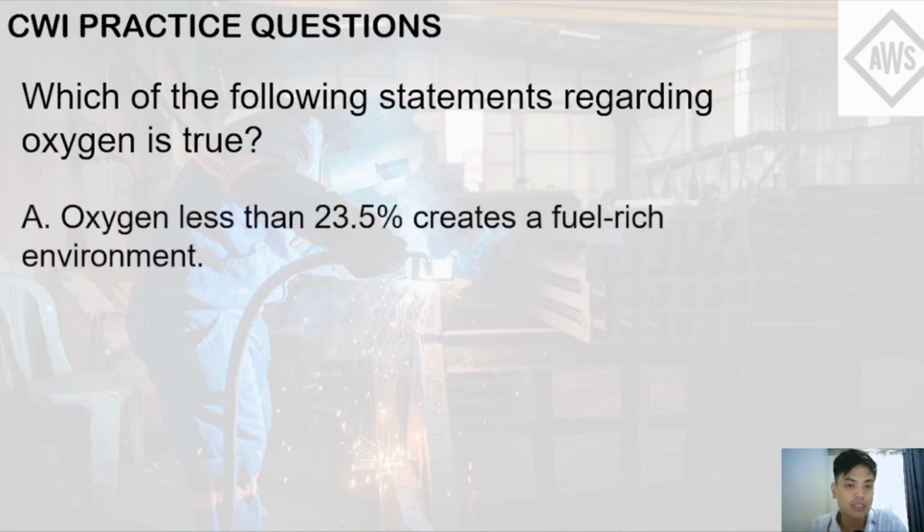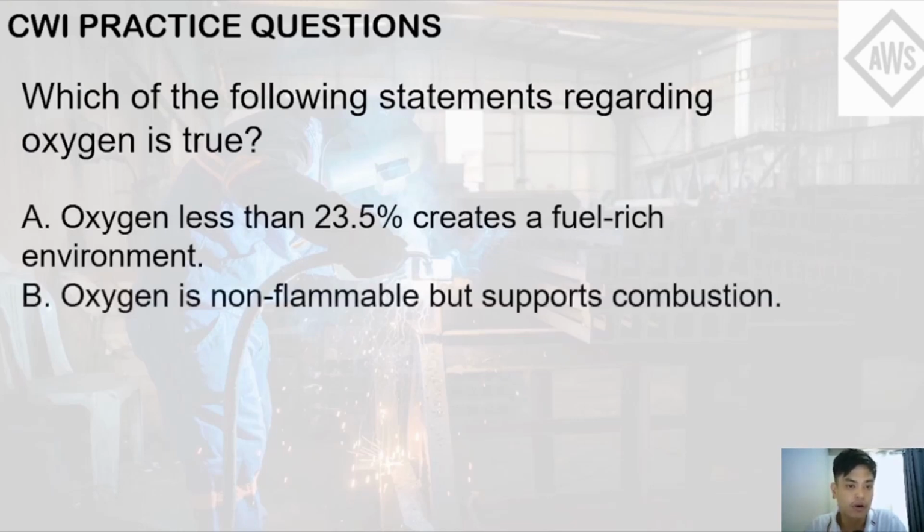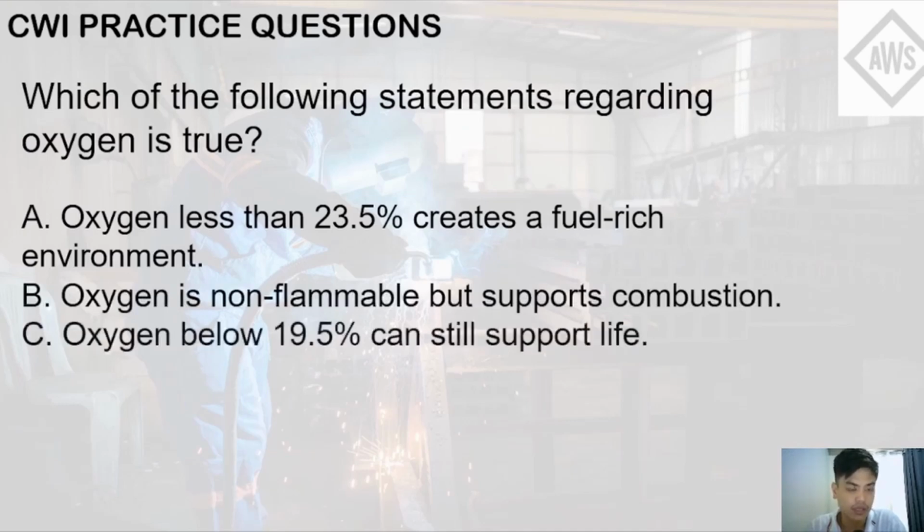Letter A. Oxygen less than 23.5% creates a fuel-rich environment. Letter B. Oxygen is non-flammable but supports combustion. Letter C. Oxygen below 19.5% can still support life. Letter D. Both A and C. So basically, the CWI exam has these types of questions. The last choice will opt you to choose between both or two answers.